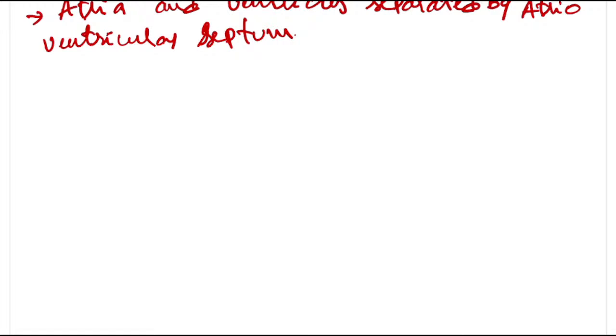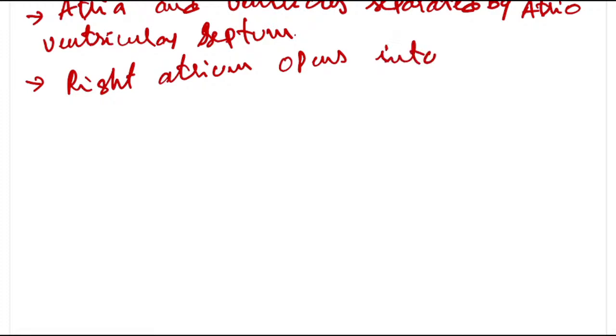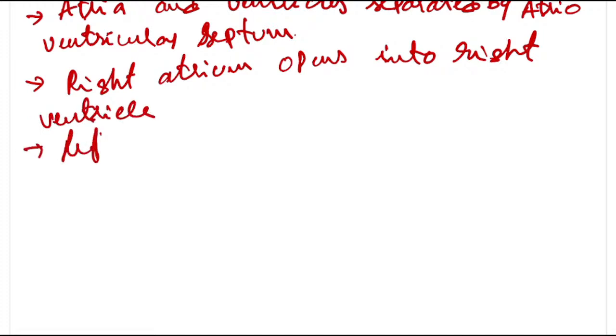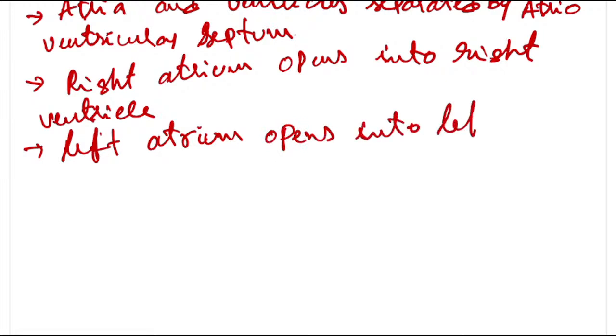Atrioventricular septum. The right atrium opens into the right ventricle. The left atrium opens into the left ventricle.